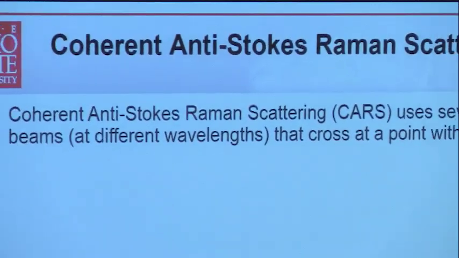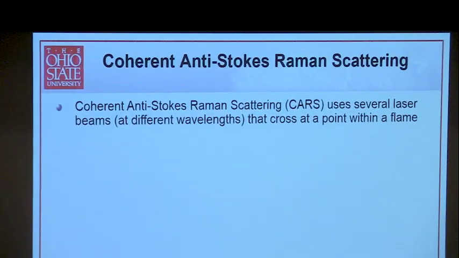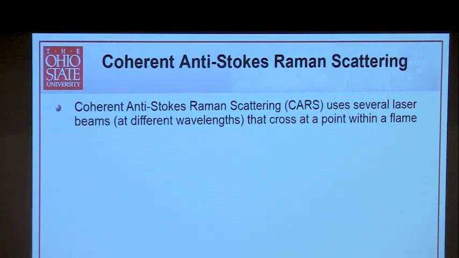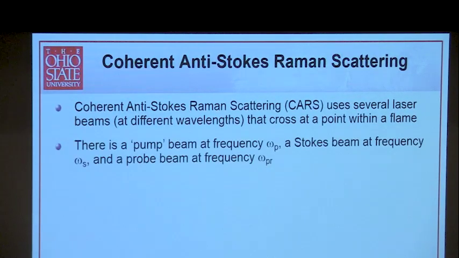So it's coherent anti-Stokes Raman scattering, and really it's a 4-wave mixing process. What that means is it's using different lasers at different wavelengths that cross at a point, and then they generate another actually laser-like signal, okay? So let's talk about what we mean there.